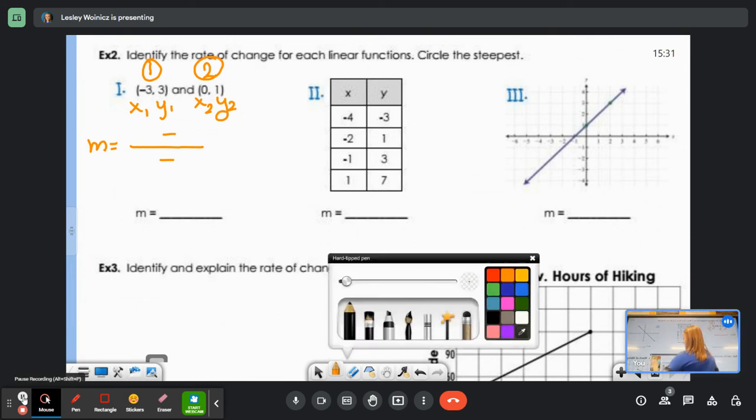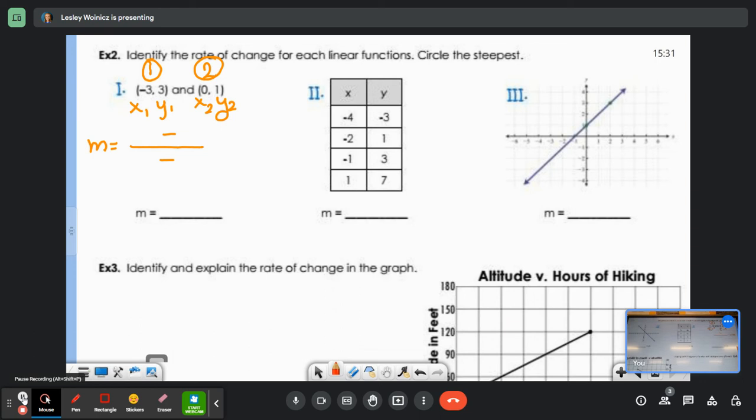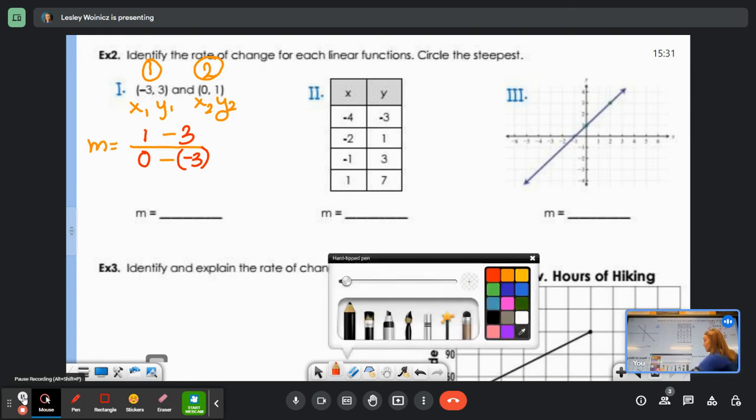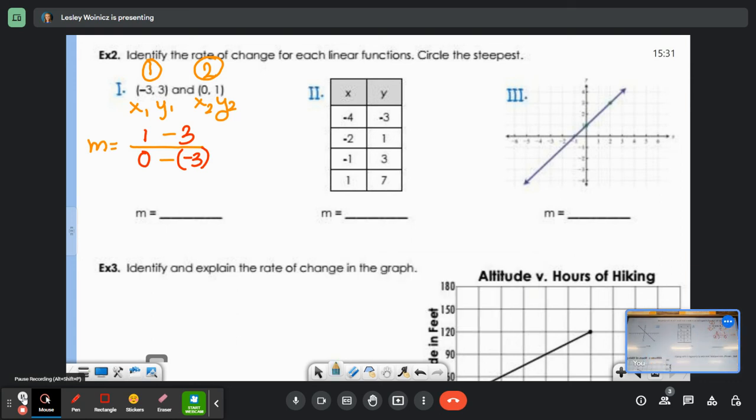All right, so this is what I saw. Y sub 2 is 1. Y sub 1 is 3. X sub 2 is 0. And X sub 1 is negative 3. What happens if I do minus a negative? The negative turns positive. I'm sorry. Okay, so that gives me 1 minus 3, that's minus 2, and 0 plus 3 is 3. So my slope is negative 2/3.